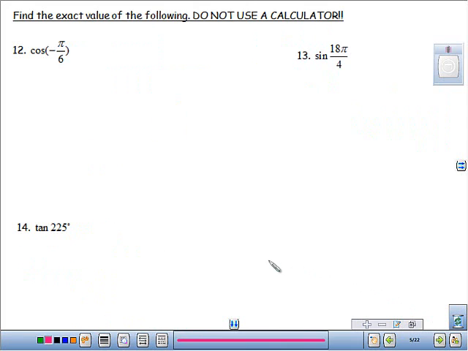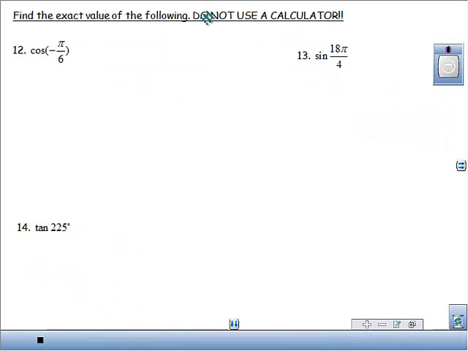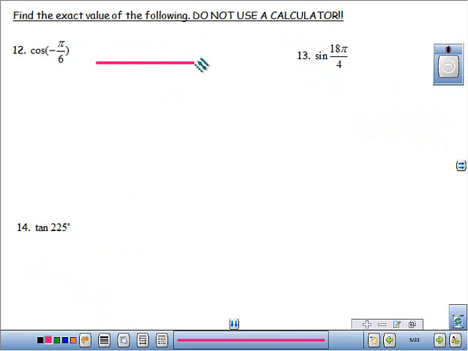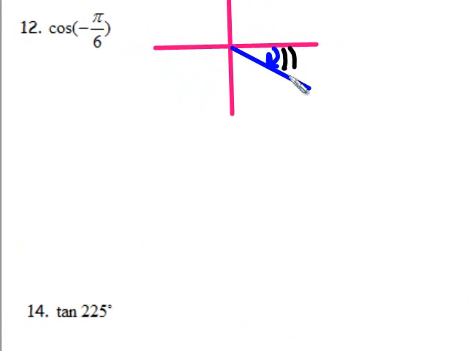Alright, on 12, same process. We're still in the same instructions. This is in radians, so you need to be sure you give your answer in radians. So negative means you're going to go in the clockwise direction. So negative pi over 6. A 6th is your 30 degrees. So we went this way, and that is also our reference angle, pi over 6.